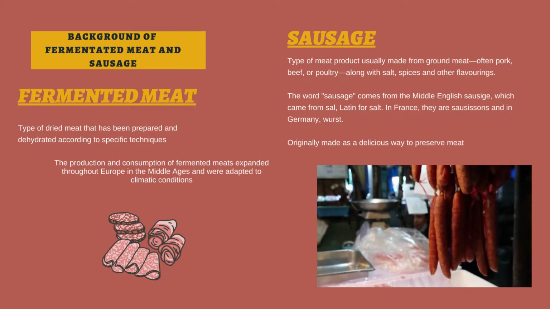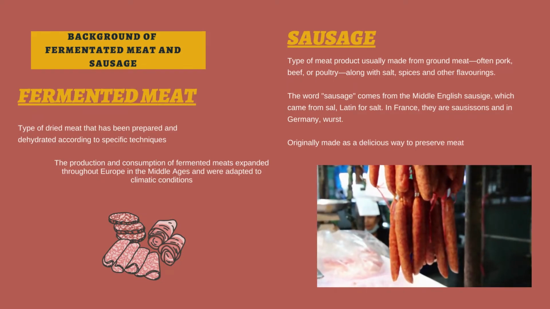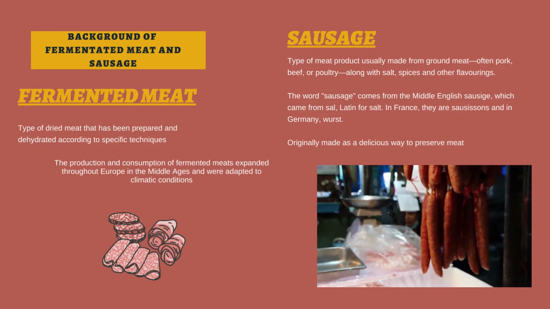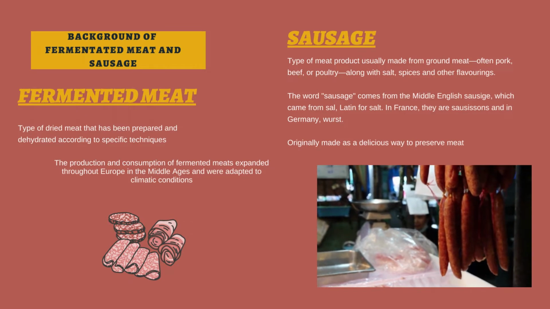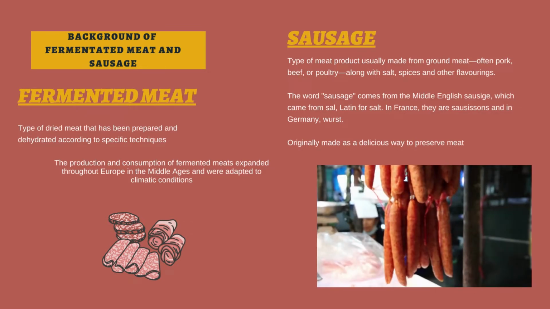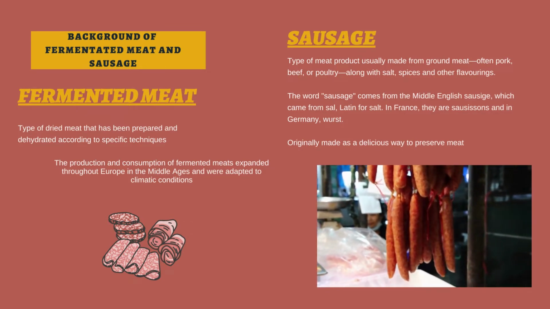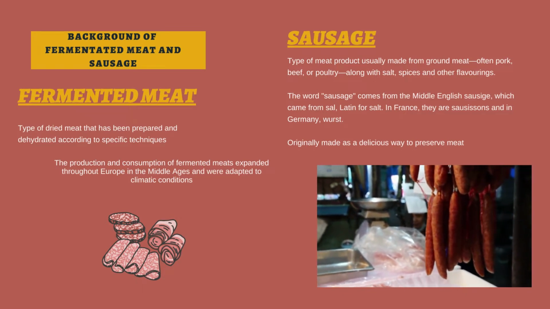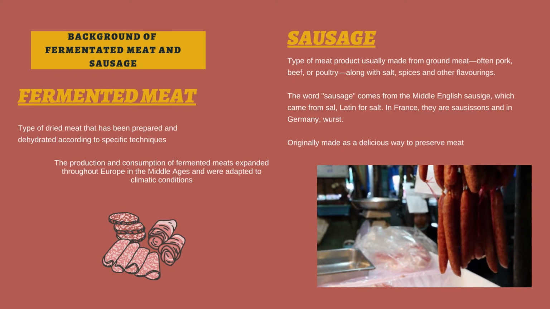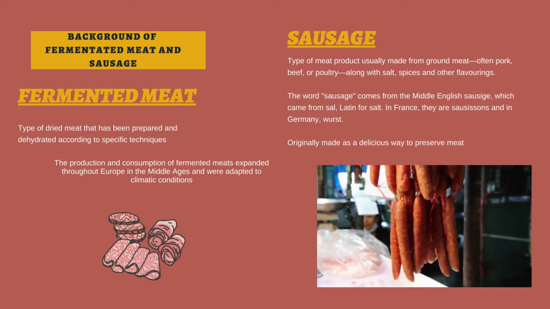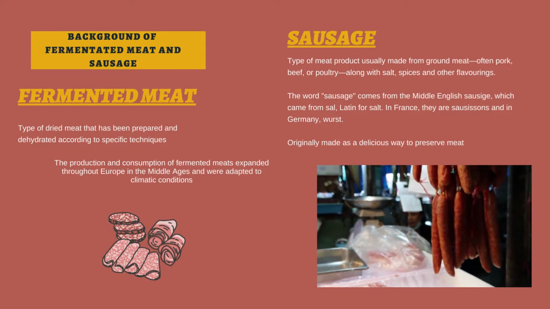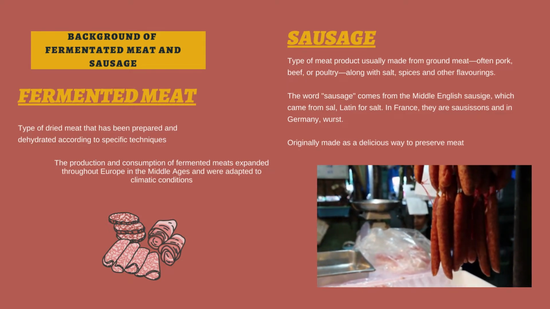Basically, fermented meat is a type of dried meat that has been prepared and dehydrated according to specific techniques. The production and consumption of fermented meats expanded throughout Europe in the Middle Ages and were adapted to climatic conditions. For example, smoked in Northern Europe and dried in Mediterranean countries. When considering fermented meats, the most common type is sausage.